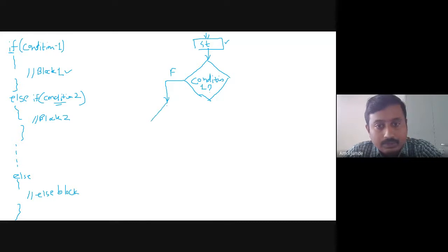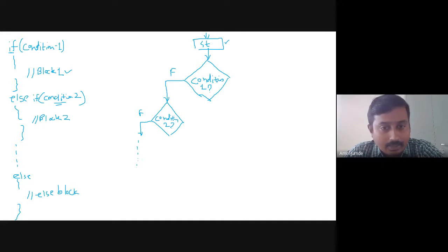So here you have to evaluate condition 2? Again if this is false, then what will happen? You have to continue, and ultimately if all are evaluated to false, then by default there will be an else block. So the else block will be executed.